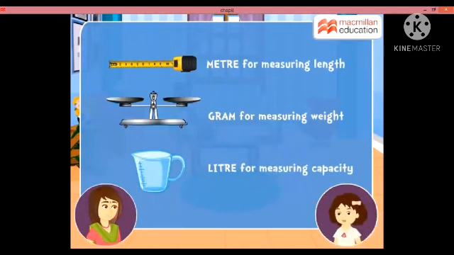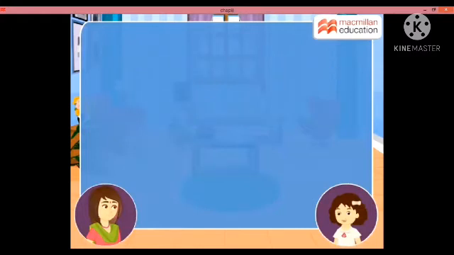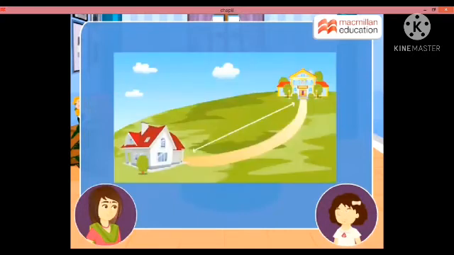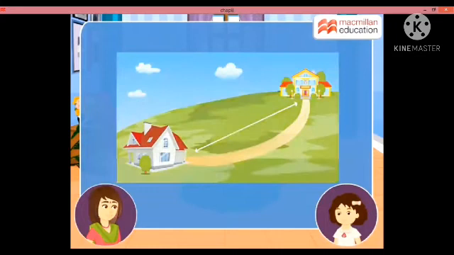Oh, then we must have measured the length in meters. Yes, girls. Ma, can I also measure the distance between our house and school in meters? You can, Katie, but meter is not a preferred unit to express a long distance.